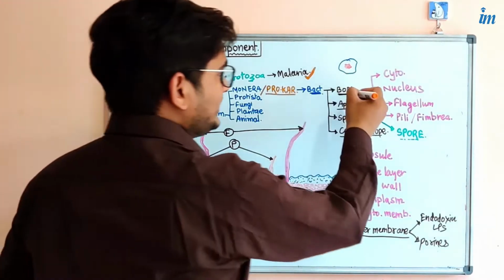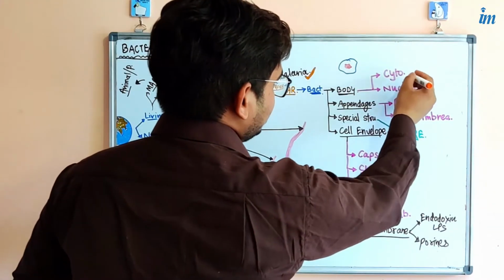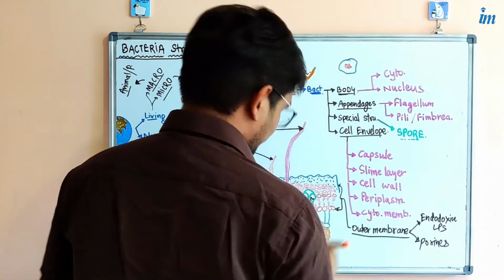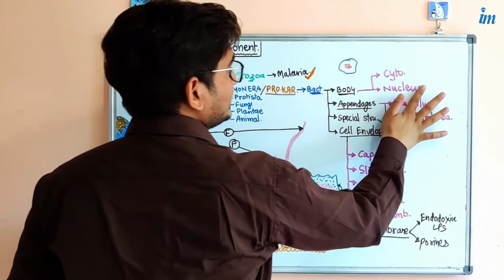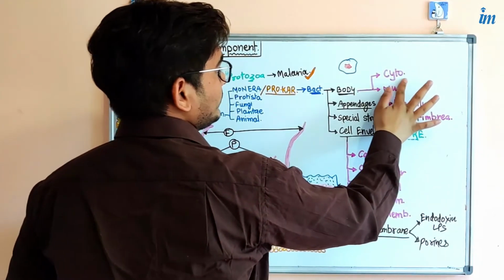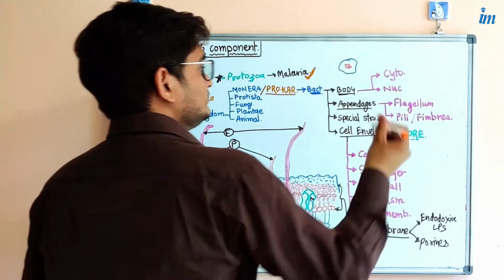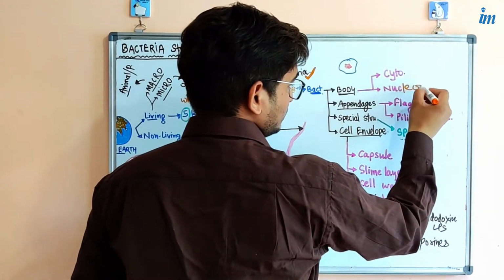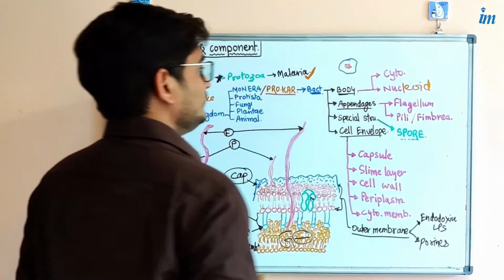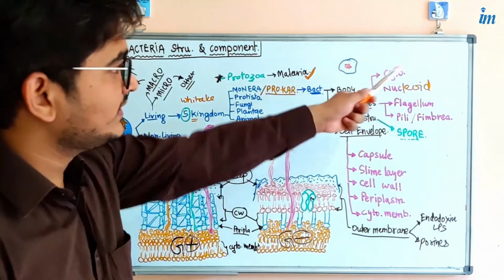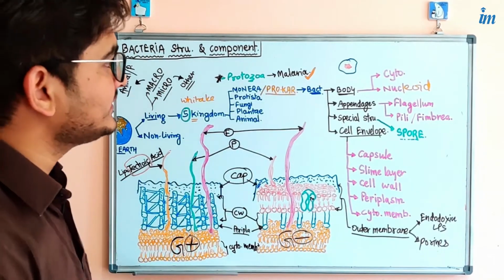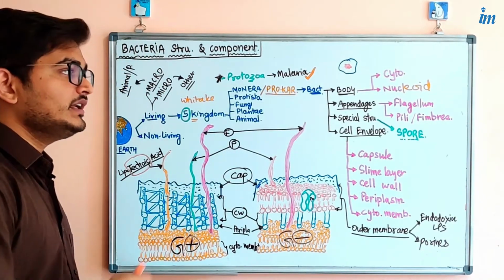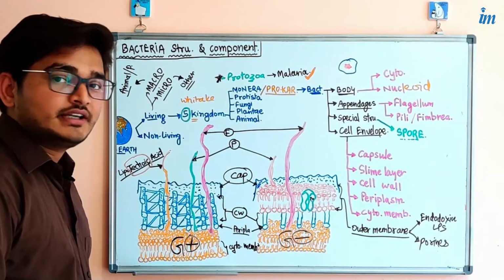So the body part of the bacteria contains cytoplasm and nucleoids. Sorry, the cytoplasm and nucleoids are contained here. It's not a nucleus because it is a prokaryote. Okay, cytoplasm is similar to the eukaryotic cell, and nucleoid, as I told you in my first video, is the genetic material in the bacteria.